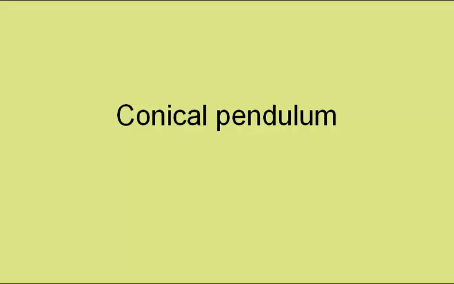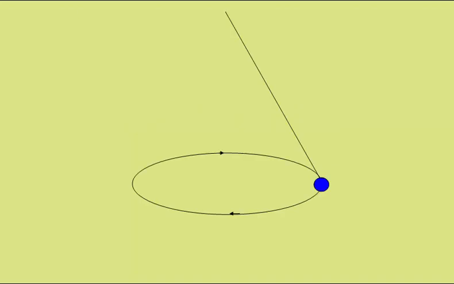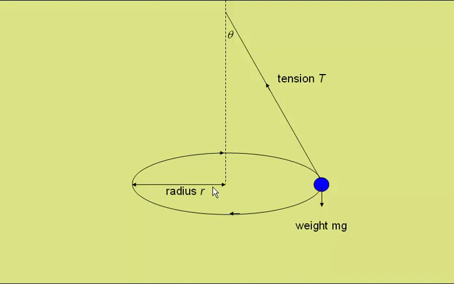The conical pendulum. Here we have a conical pendulum, and we can show the forces acting on the pendulum. We have the weight mg acting down, and the tension T in the string acting up in this direction. We can show some other dimensions. If I draw the axis of rotation here, then the string is at an angle theta to this axis, and the pendulum is following a circle of radius r.